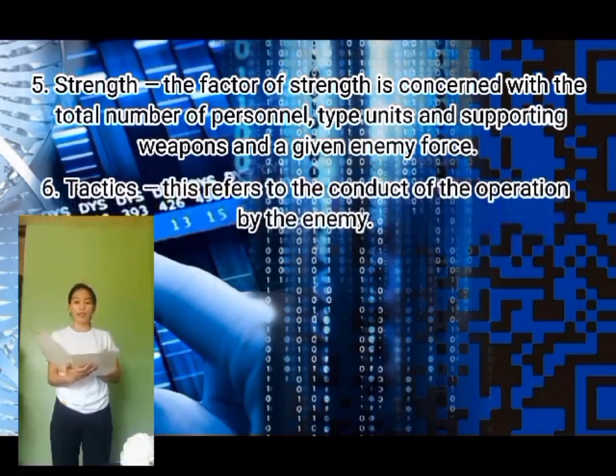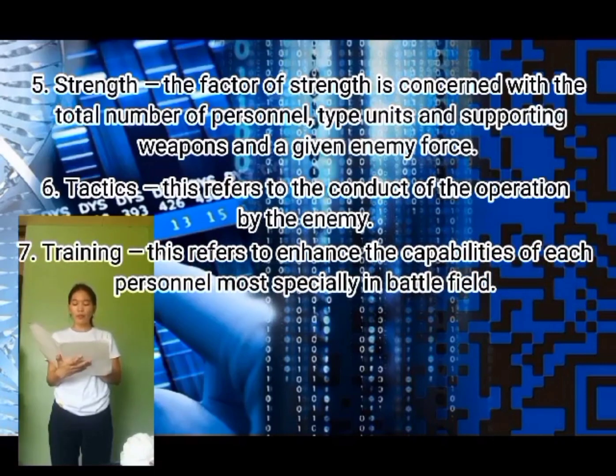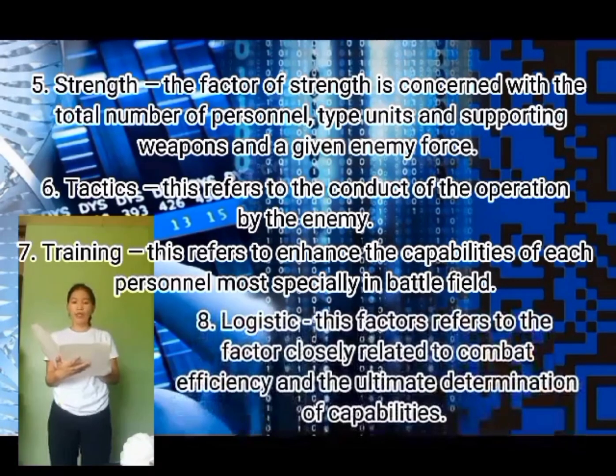The number six is enemy tactics. This refers to the conduct of the operation by the enemy. The number seven is training. This refers to enhancing the capabilities of each personnel, most especially in the battlefield. And the number eight is logistics. These are the factors closely related to combat efficiency.